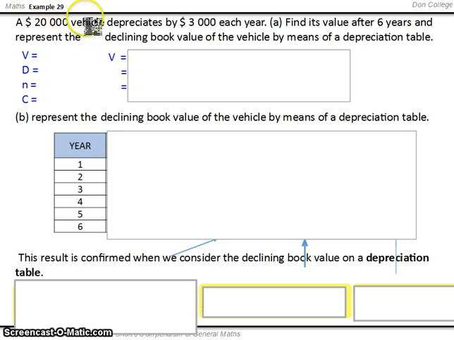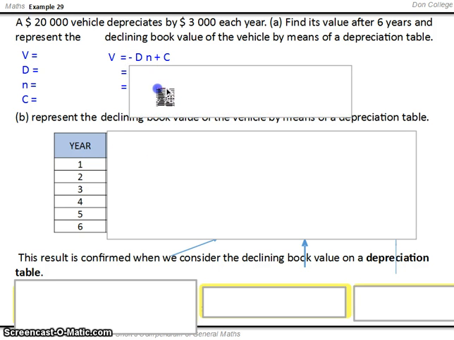Okay, here's an example. A $20,000 vehicle depreciates by $3,000 every year. Find its value after 6 years and represent the declining book value of the vehicle in a depreciation table. So it goes down by a fixed amount every year, which means it's a straight line depreciation. This formula is what we're going to use. V equals negative D n plus C.